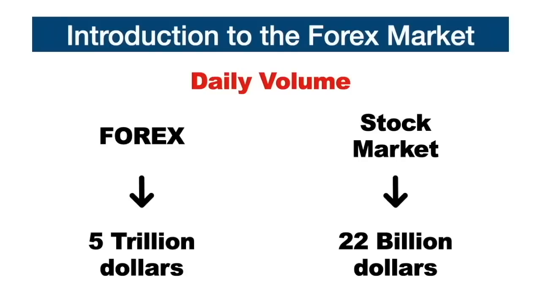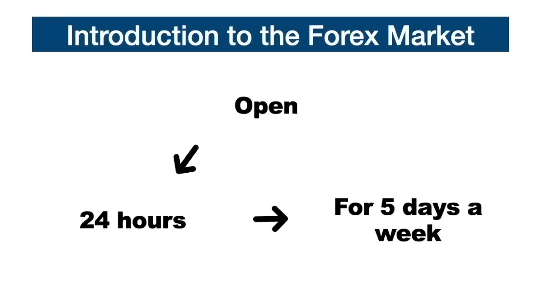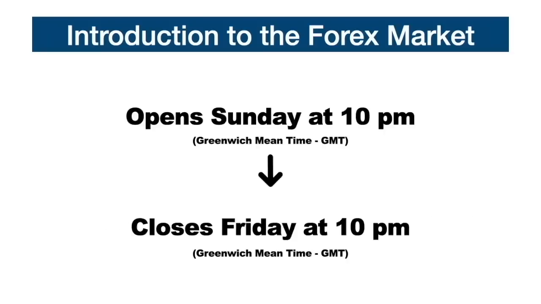The Forex market is the largest financial market in the world, with a daily volume of over $5 trillion. To understand how big this market really is, it is important to know that the stock market has a daily liquidity of only $22 billion. The Forex market is an exchange bank that has no physical headquarters, unlike the stock market, and is open 24 hours a day for 5 days a week. It opens on Sundays at 10 p.m. and closes on Fridays at 10 p.m.